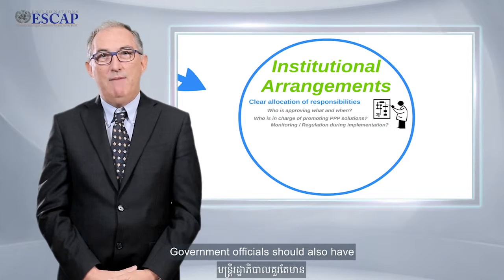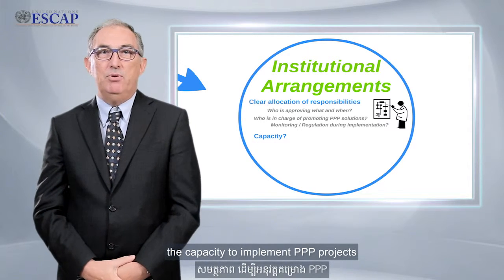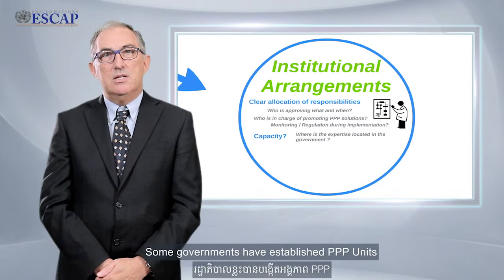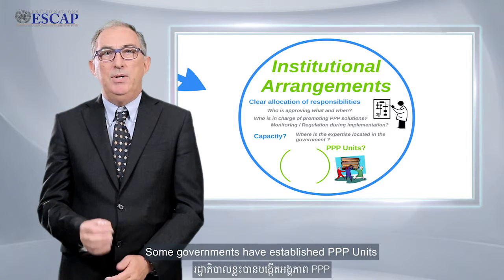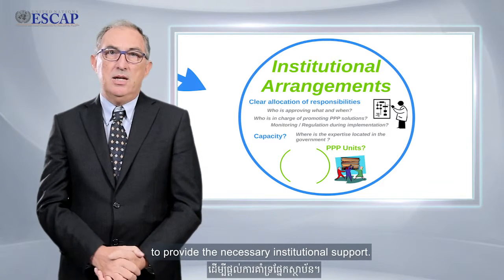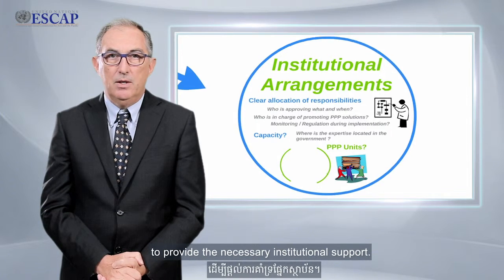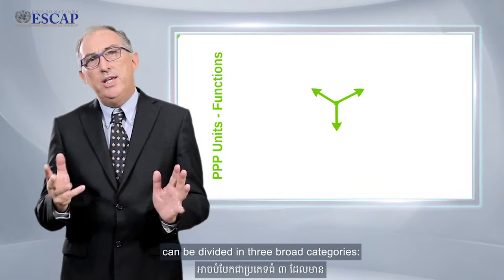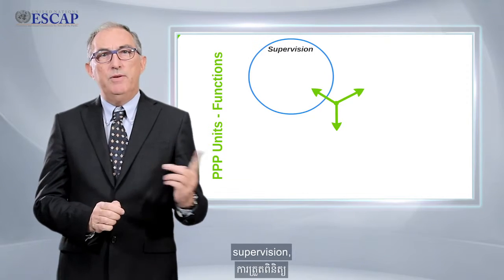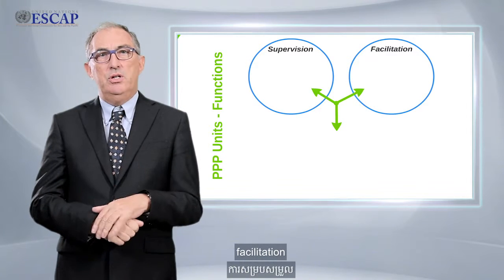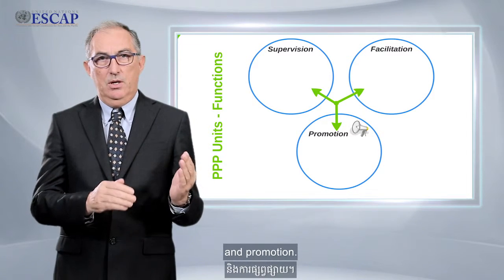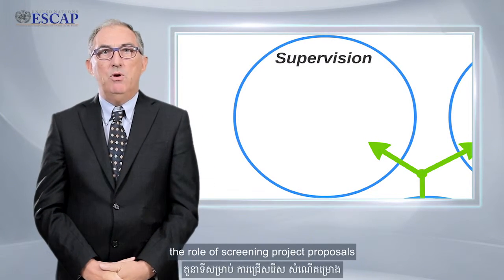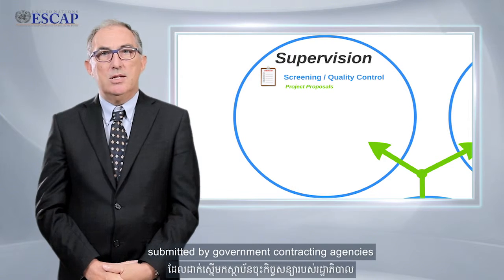Government officials should also have the capacity to implement PPP projects and the possibility to access the required expertise. Some governments have established PPP units to provide the necessary institutional support. The functions typically assigned to these units can be divided into three broad categories: supervision, facilitation, and promotion.